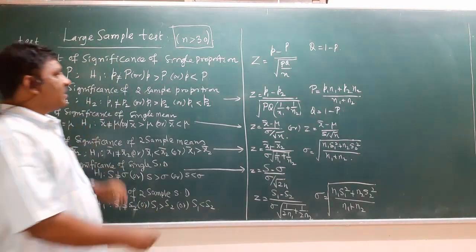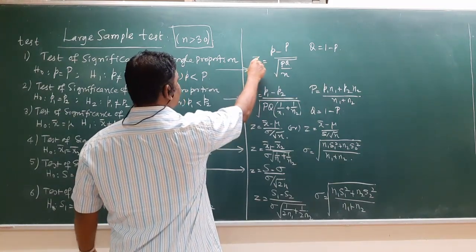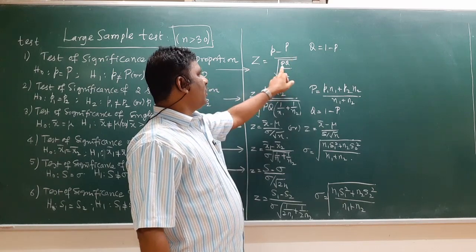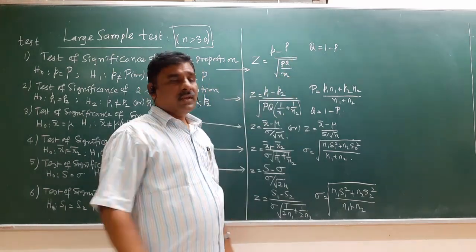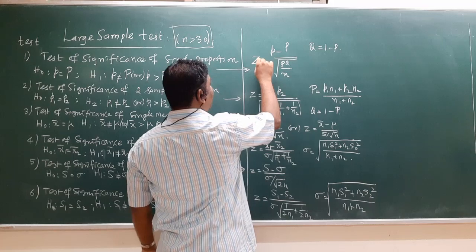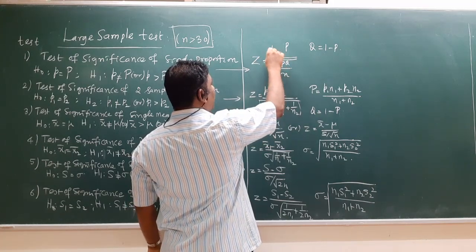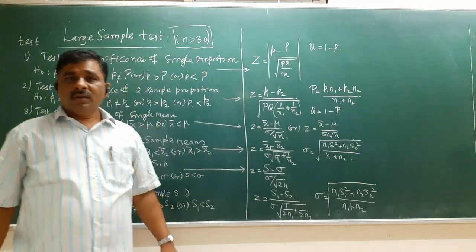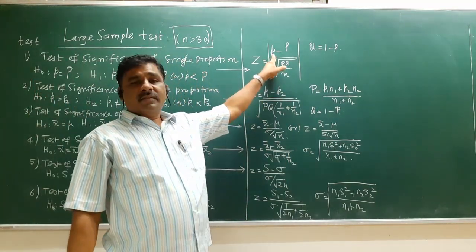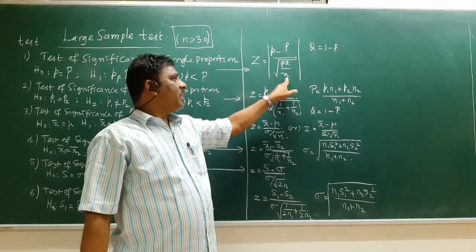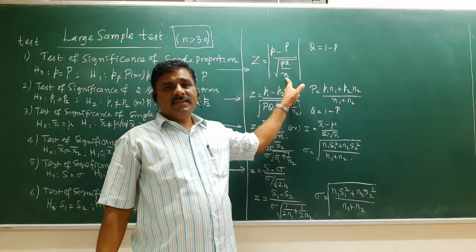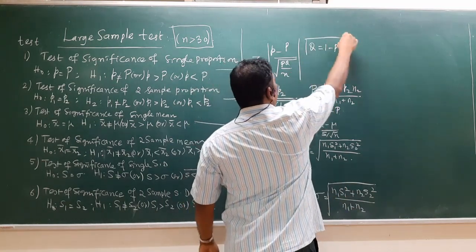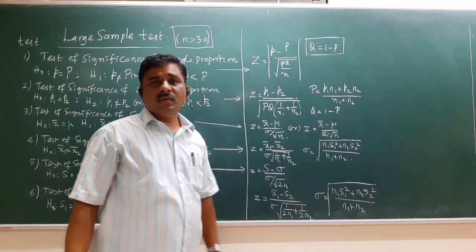So, what is the test statistic for this? Test statistic is small p minus capital P divided by square root of PQ by N. And one more thing, when you are calculating the test statistic, it may be plus or minus, always you take the mod value. Here, small p is given in the problem, capital P is given in the problem, N is the sample size. And what is capital Q? Capital Q is 1 minus P.